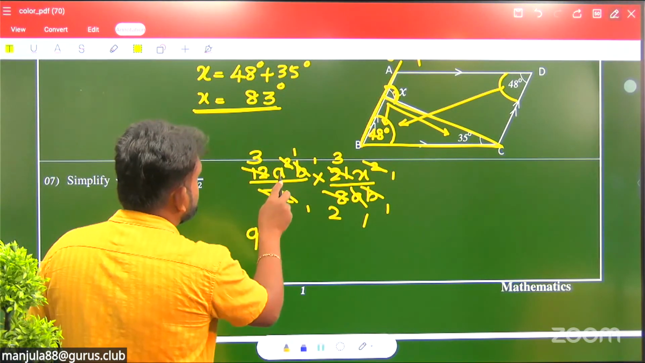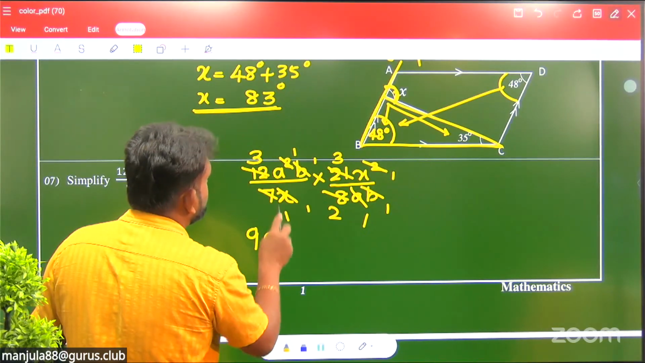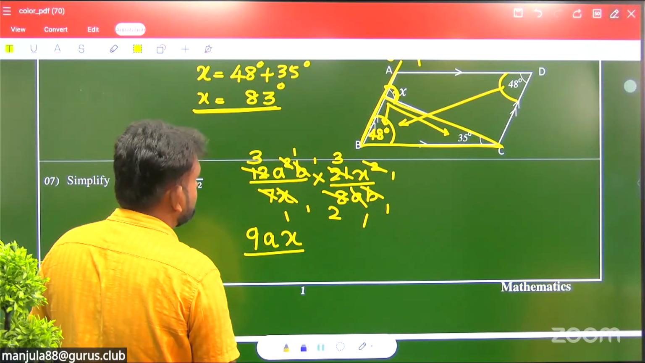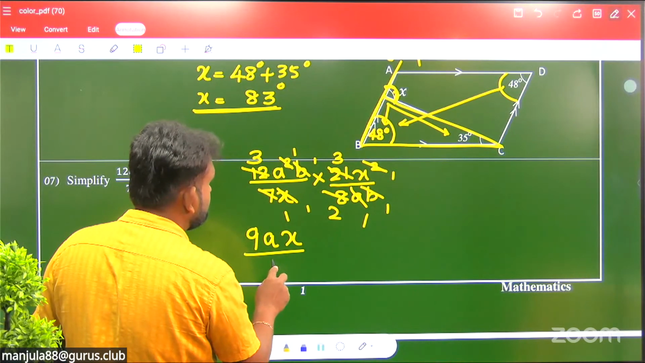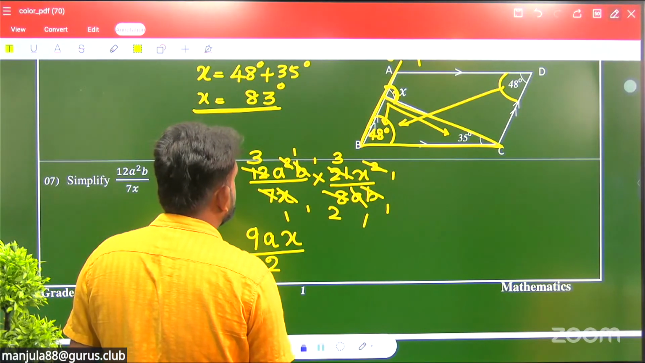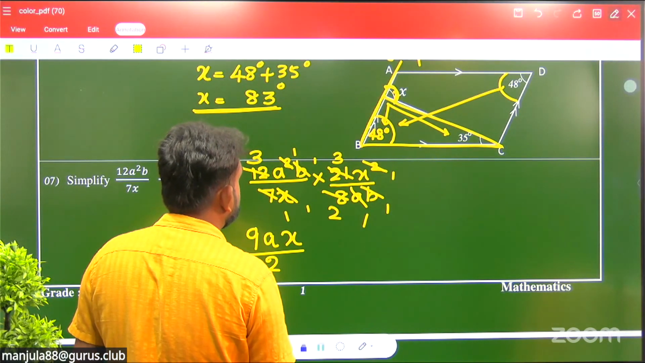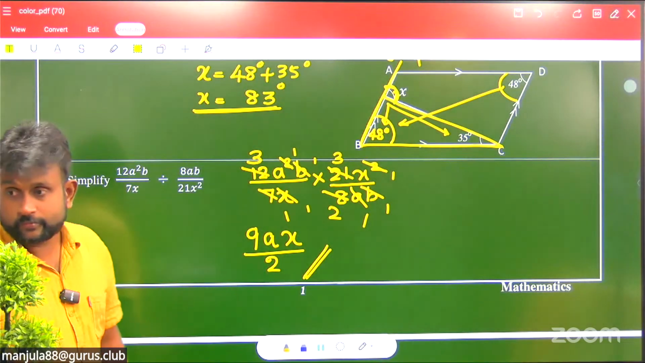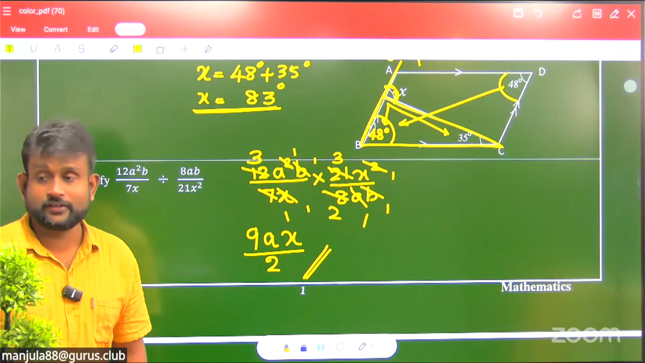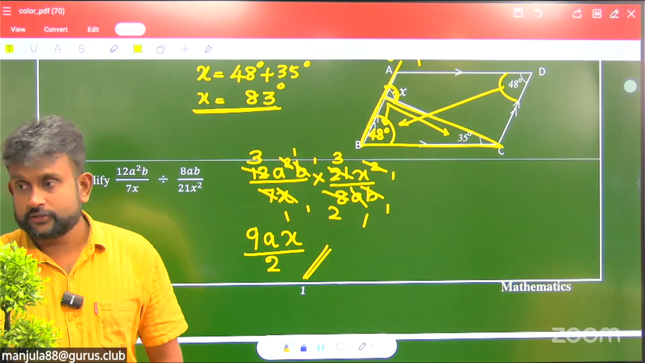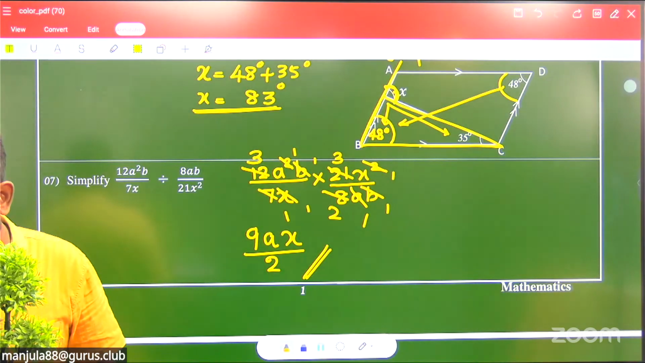Then here a, here x, divided by, the remaining part is 2. Am I correct or did I make any mistakes there? No, right? 9x upon 2. Hands up those who received the answer, 9x upon 2. Everyone?